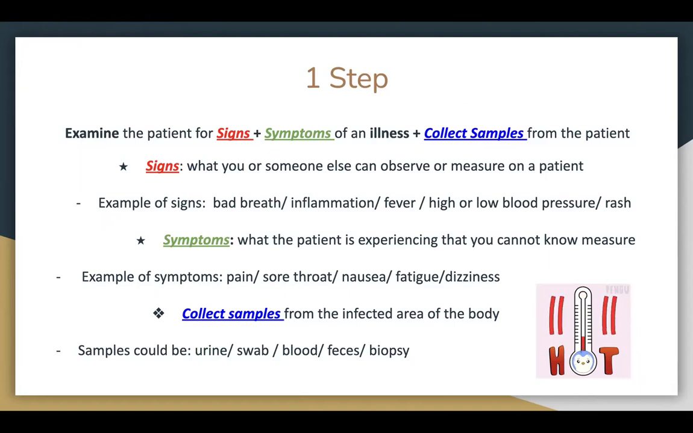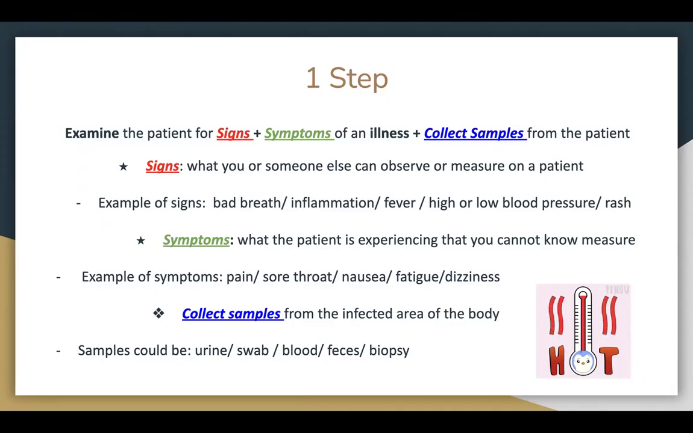Now you could ask them, "What else are you feeling other than the pain?" And they could say, "Well, I'm very fatigued lately. I'm feeling dizzy or nauseous." Now, these are other symptoms that you cannot see from a patient, but this is what a patient can report to you. So a symptom is something that a patient's experiencing that you can't observe. And a sign is something that you can observe and measure on a patient.